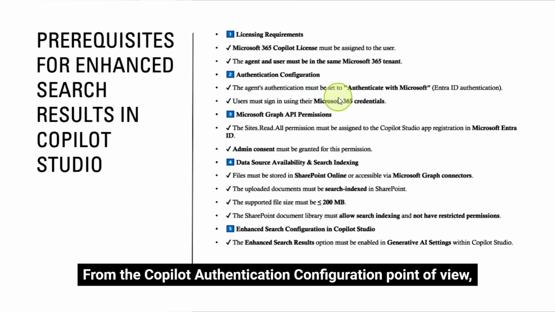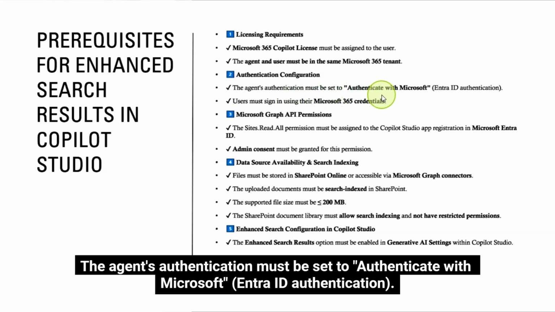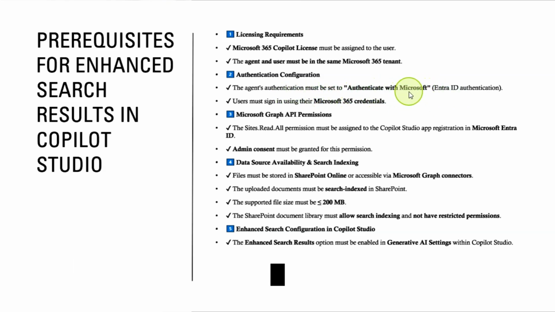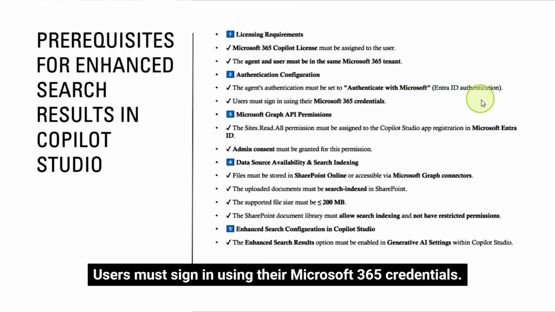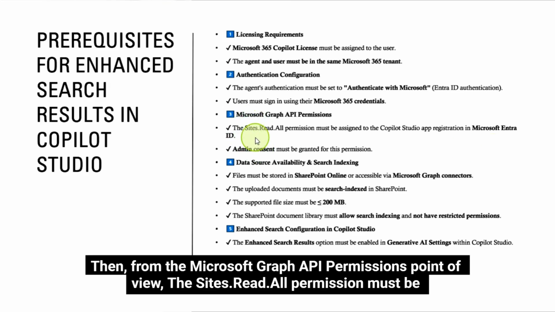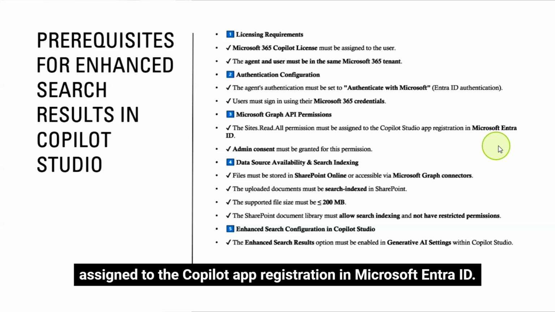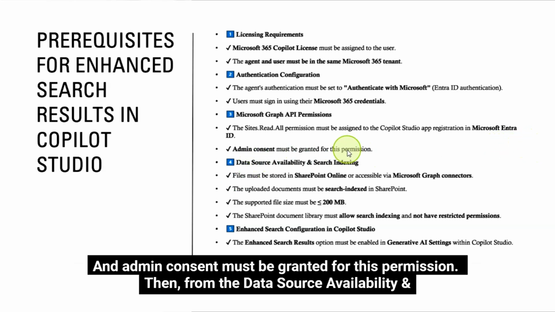From the Copilot authentication configuration point of view, the agent's authentication must be set to authenticate with Microsoft Entra ID authentication. Users must sign in using their Microsoft 365 credentials. Then, from the Microsoft Graph API permissions point of view, the Sites.Read.All permission must be assigned to the Copilot app registration in Microsoft Entra ID. An admin consent must be granted for this permission.